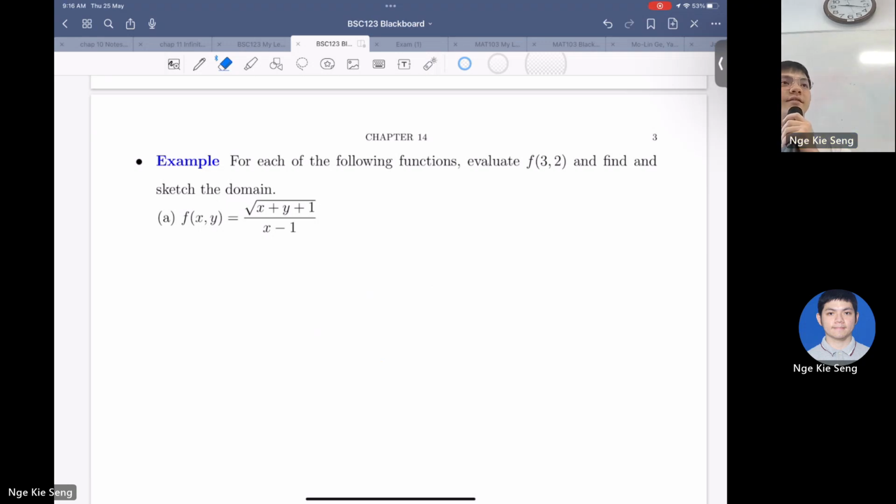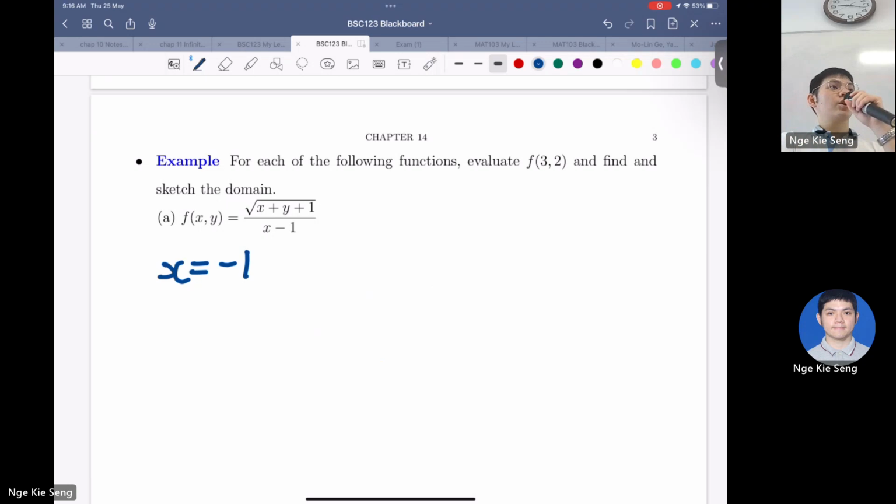Why? We will get something over 0, so we need to exclude x equals 1. Sorry, this is x equals 1, right? So we need to exclude x equals 1. Anything else? Anything else you need to exclude?